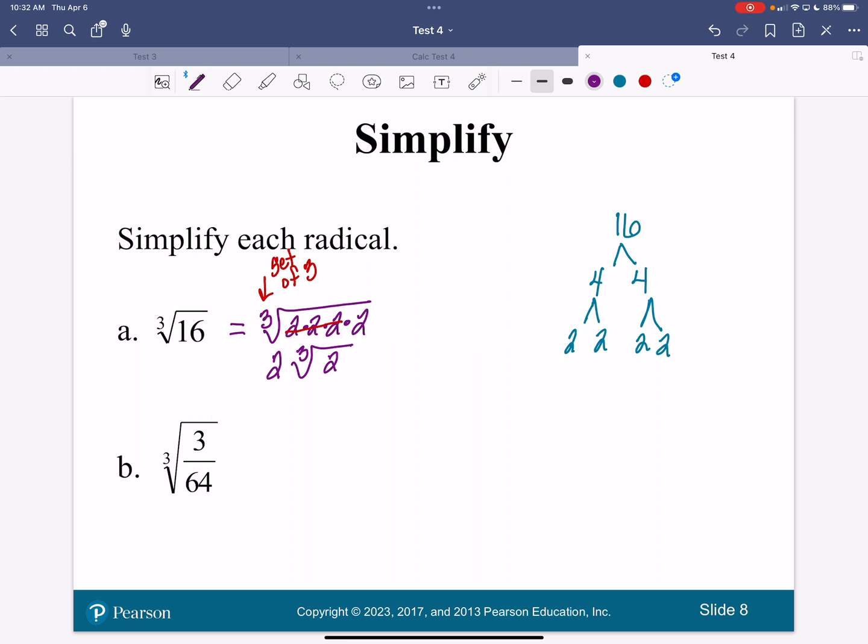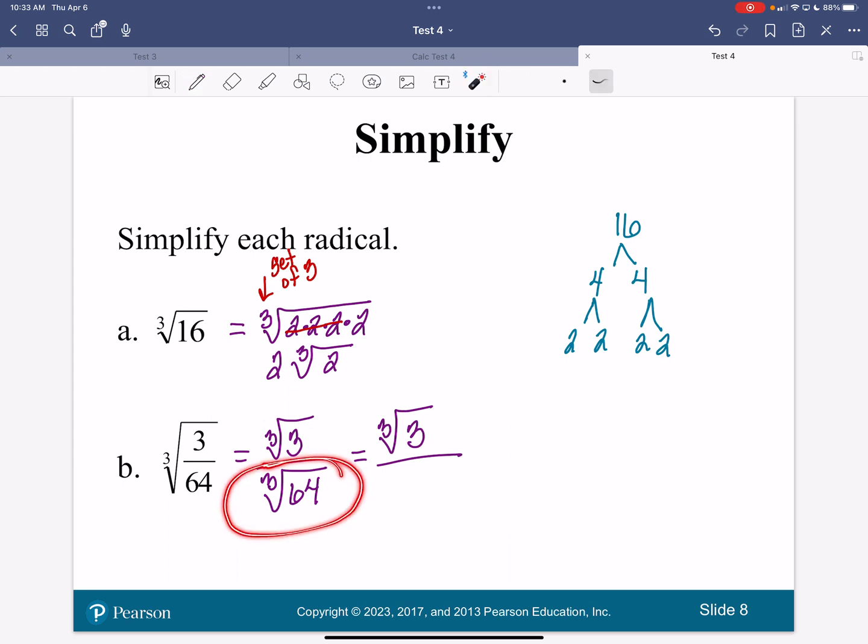Now our next one, the quotient rule allows me to rewrite this as the cube root of 3 over the cube root of 64. The cube root of 3 cannot break down. We can't break the cube root of 3 down at all. So our numerator is going to stay the cube root of 3. You might remember the cube root of 64. What is the cube root of 64? It's 4.